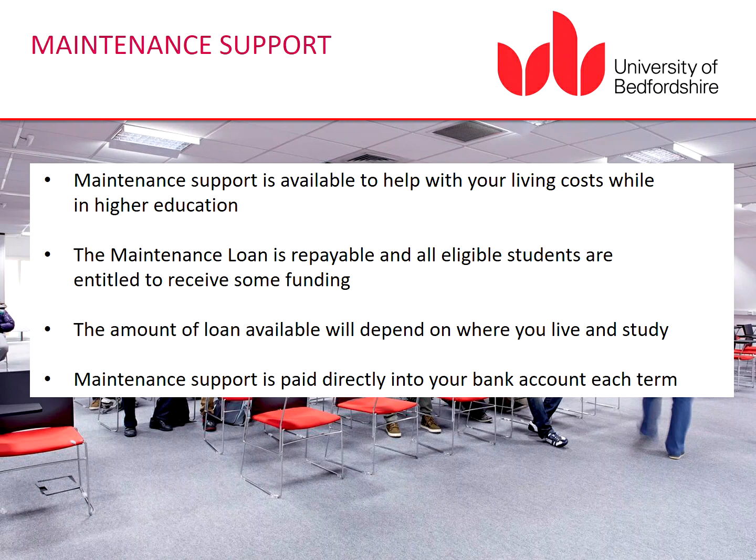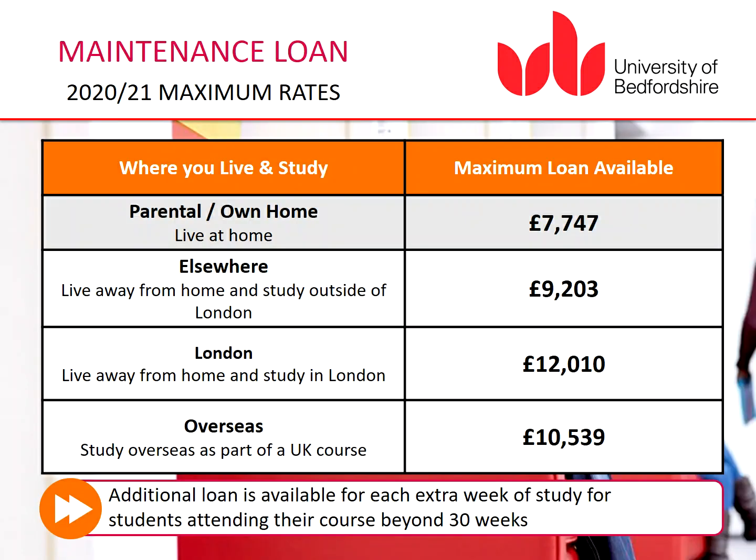Just to give you some indication of what your maintenance loan may be, here we have the maximum loan rates for the academic year we're about to progress into. As you can see, if you choose to study at home and stay local, you receive less funding than if you move away from home. And if you choose to live and study in London, you receive a London weighting on your funding up to a maximum of £12,010. If you study overseas for a year, you can still access a maintenance loan to a maximum of just over £10,500.